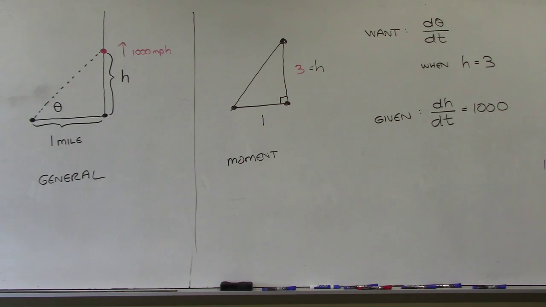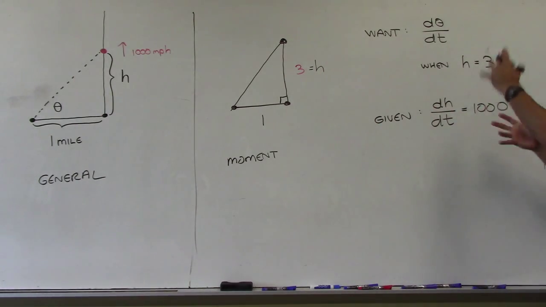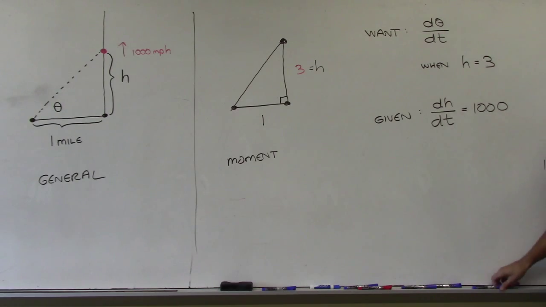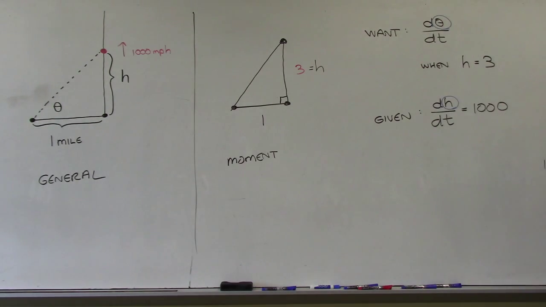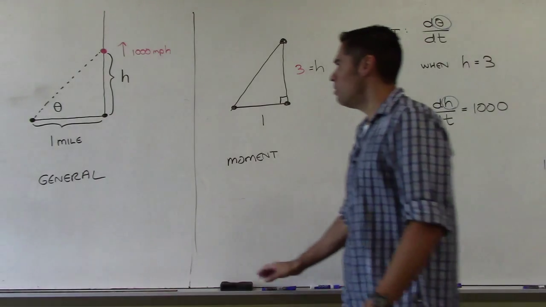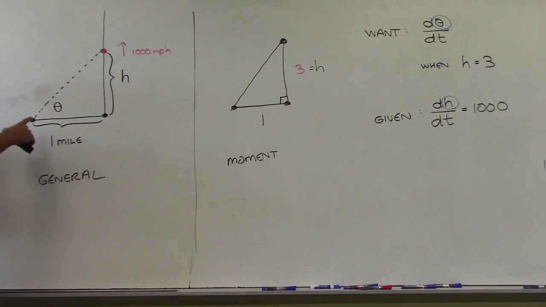So does anyone remember what the next step is once you've drawn your pictures, written down the things that you want to find, the things that you're given? Find an equation, connecting. I like to always say try and connect that variable and that variable together. Connect theta to h. If you can connect theta to h, you're done. You have an equation. So you can't look at that picture, you have to look at this one. What equation relates theta and h together?